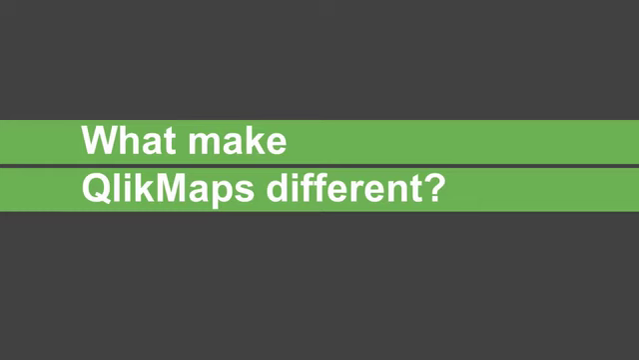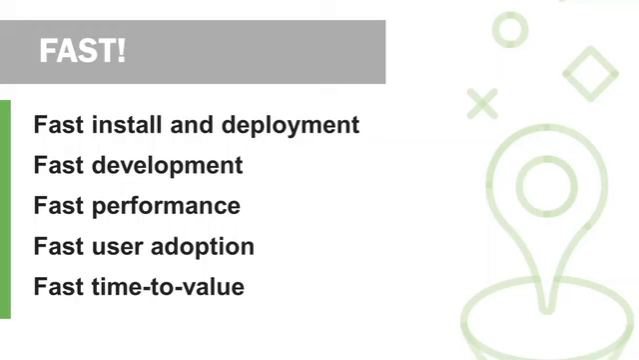What does make QlikMaps different than other solutions out there? Well, in a word, it's fast. It's very fast to install and deploy because really all it is a Qlik extension. There are no other servers to install and configure and administer. It really just takes a couple seconds to install and deploy. It has very fast development, and as Trey's going to show you in a few minutes, it really is just a point-and-click type interface. It's a self-service paradigm where you don't have to do any coding to get maps to work.